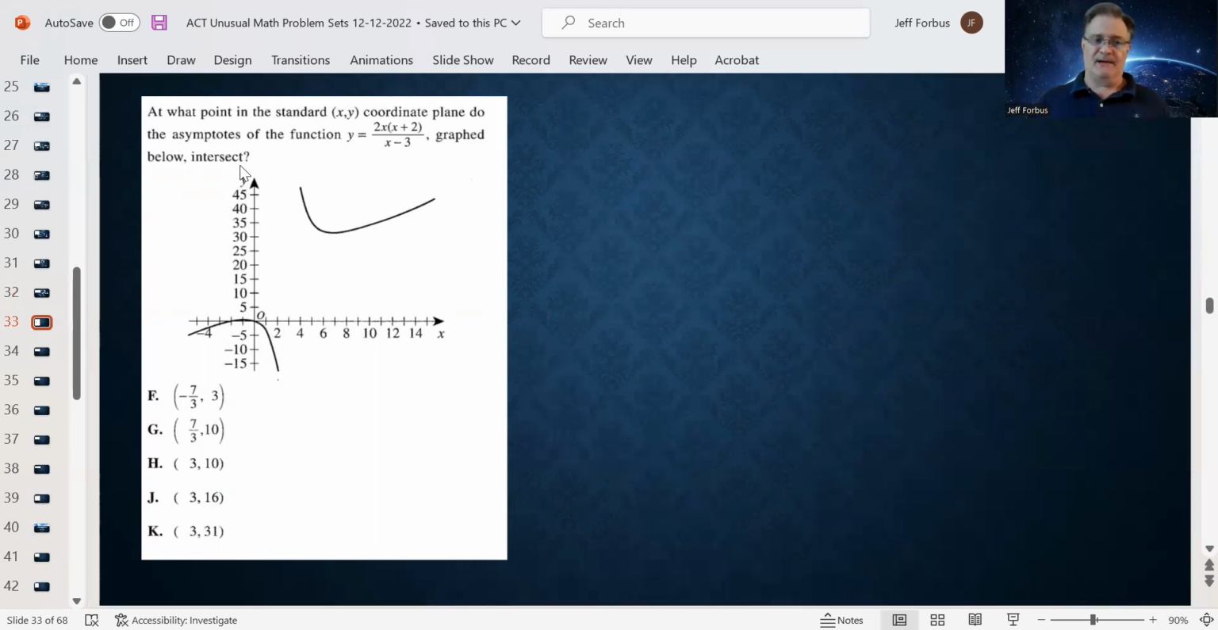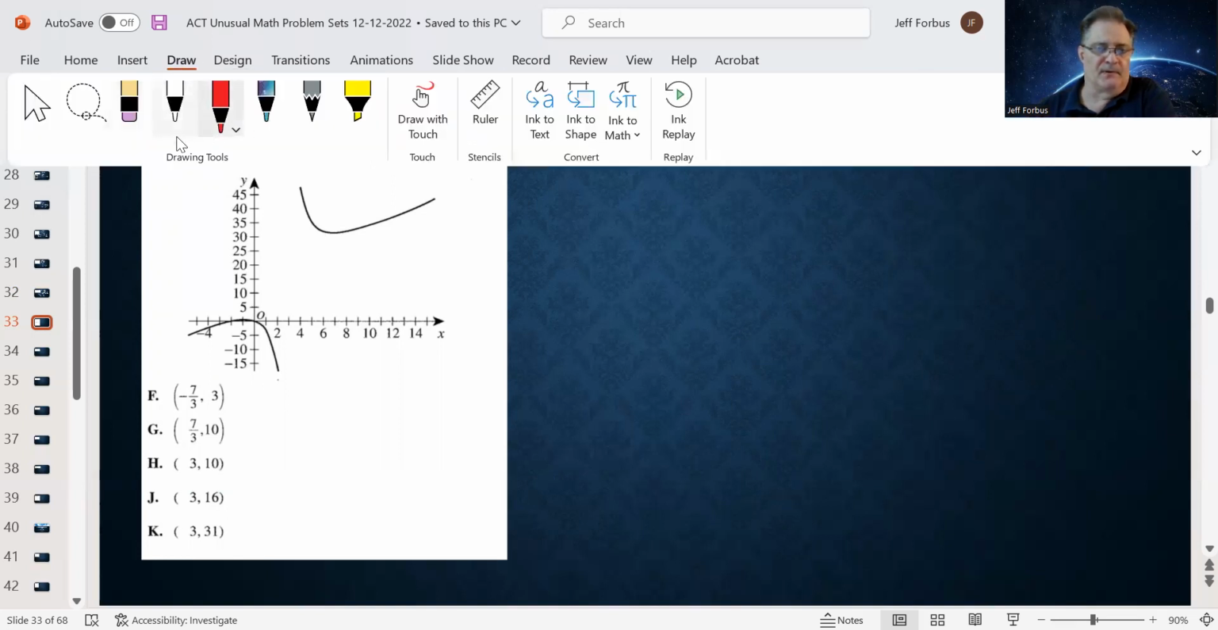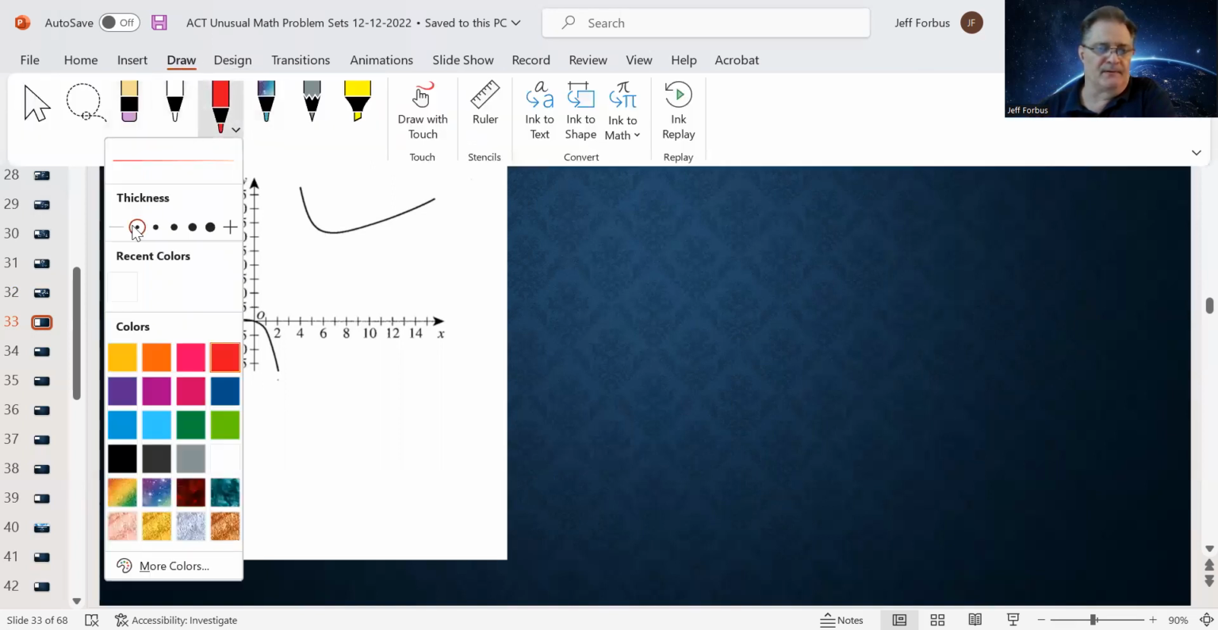At what point in the standard coordinate plane do the asymptotes of the function graph below intersect? This is another problem that kind of irritates me. I'm going to draw on top of the picture. So let me change colors so the color will be apparent. All right, so we're good there.